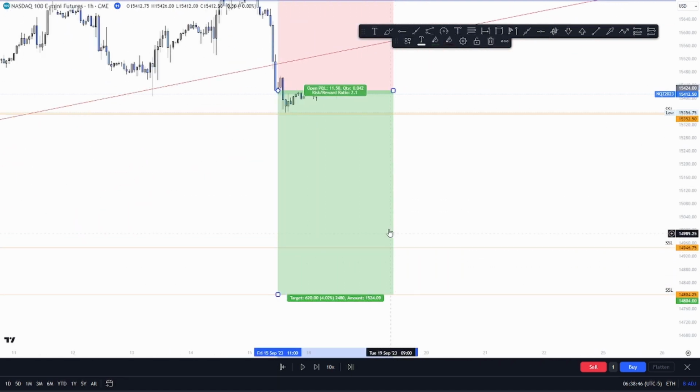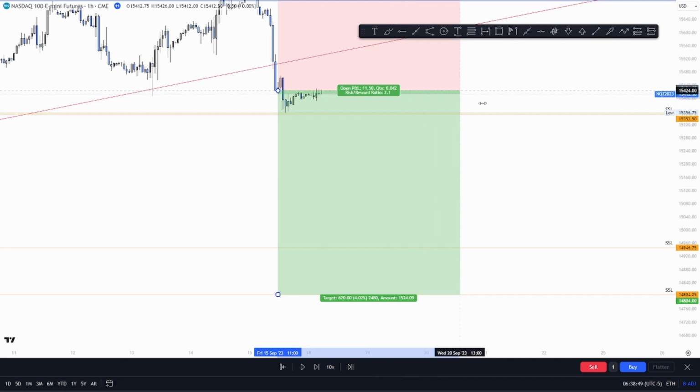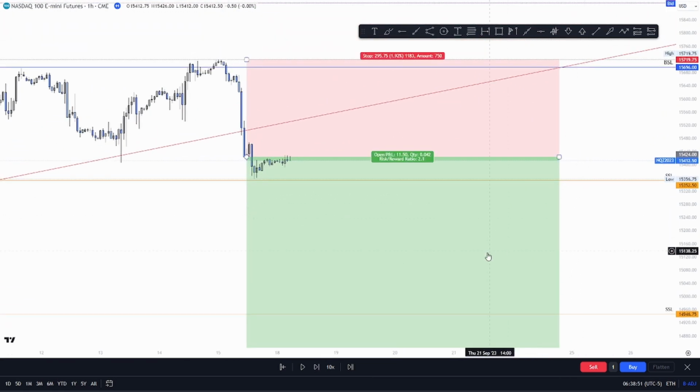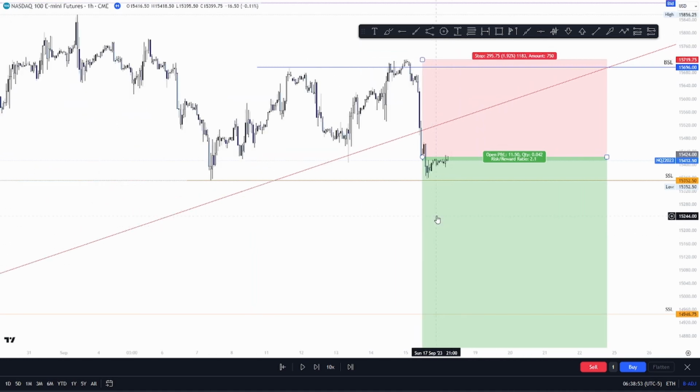So right here, we have a 2-to-1 risk to reward. I tell every single trader, if you see anything above the 2-to-1 risk to reward, you take that trade 100% of the time and you don't hesitate. So let's play this out.